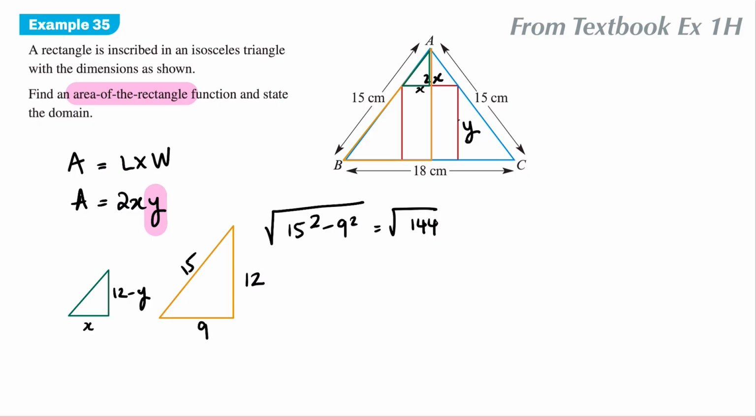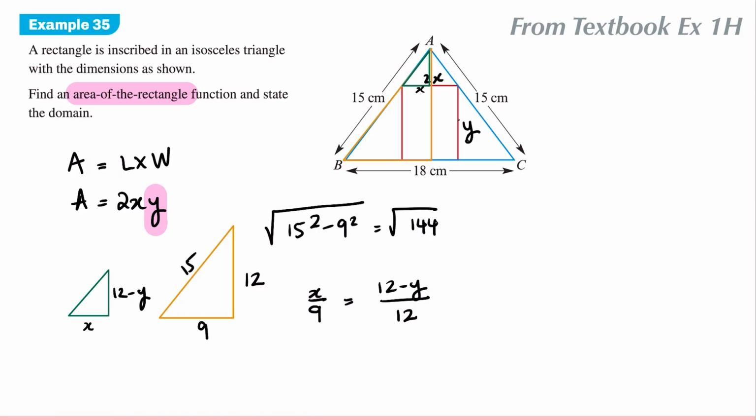Okay, so now that I've got my two similar triangles, remember it's all about the ratios, they're the same proportion, I can now compare sides. So that means I can compare these two sides here and these two sides here. So x divided by 9, so the ratio between x and 9 should be the same ratio between 12 minus y and 12 because they are similar triangles.